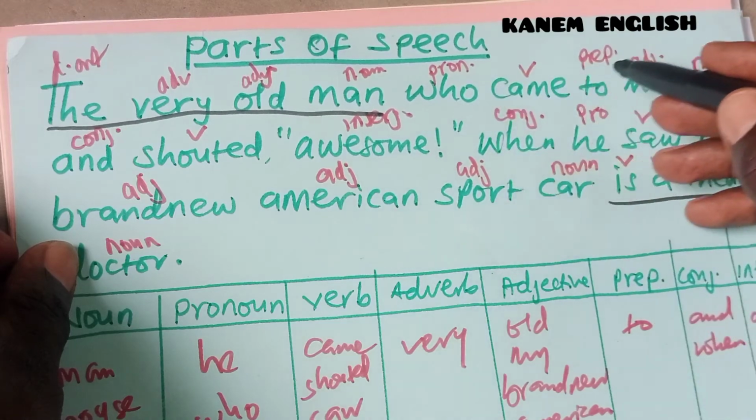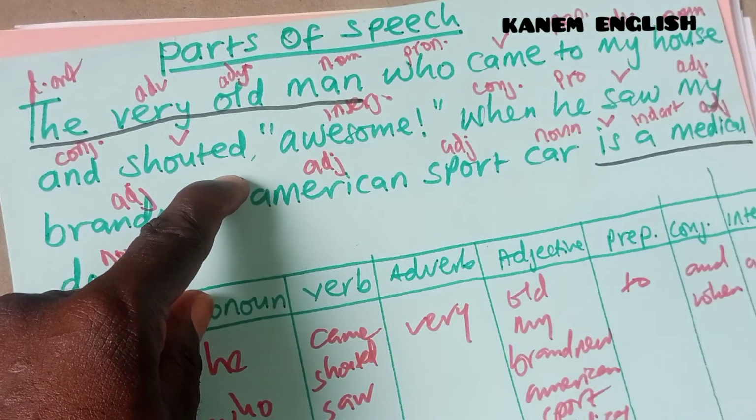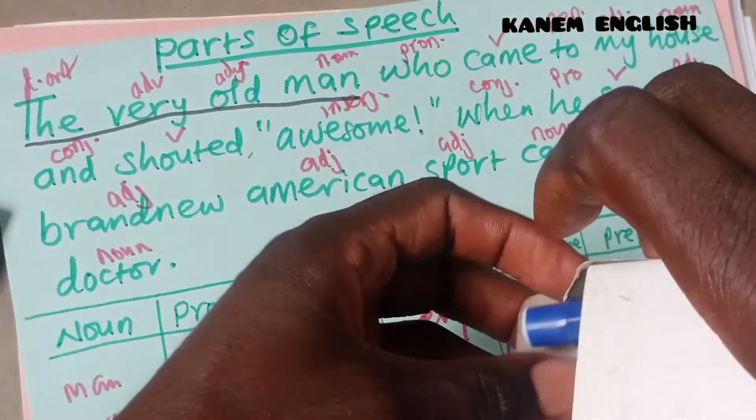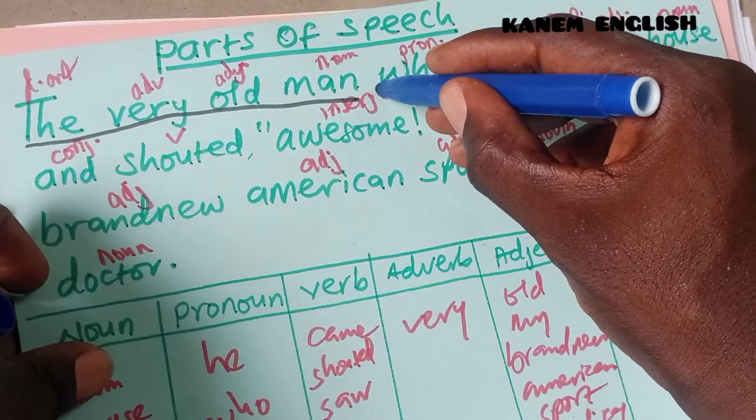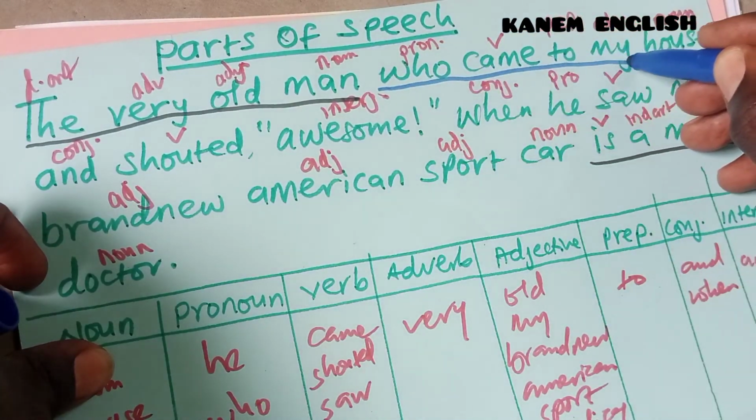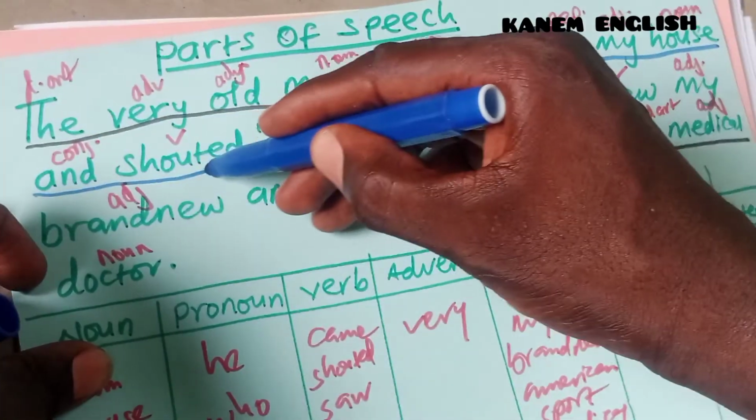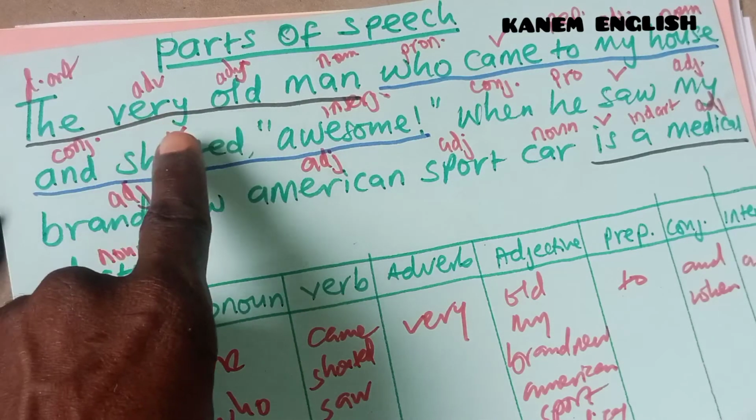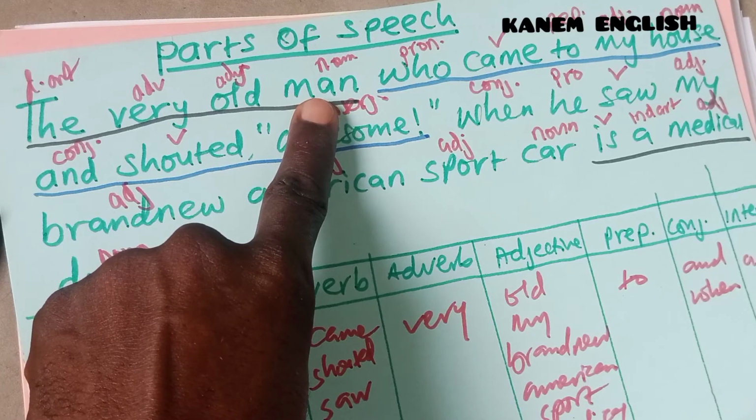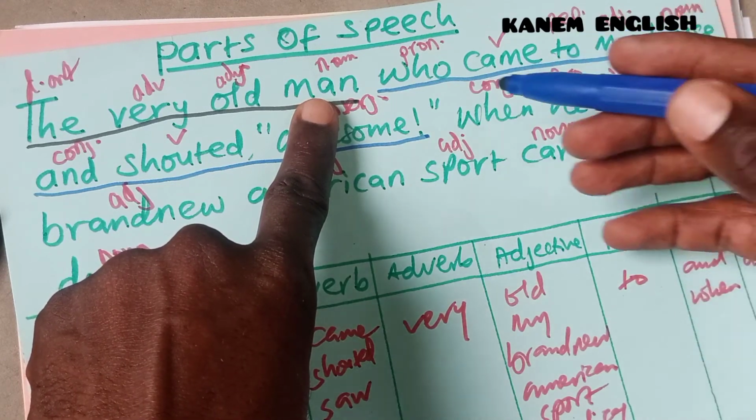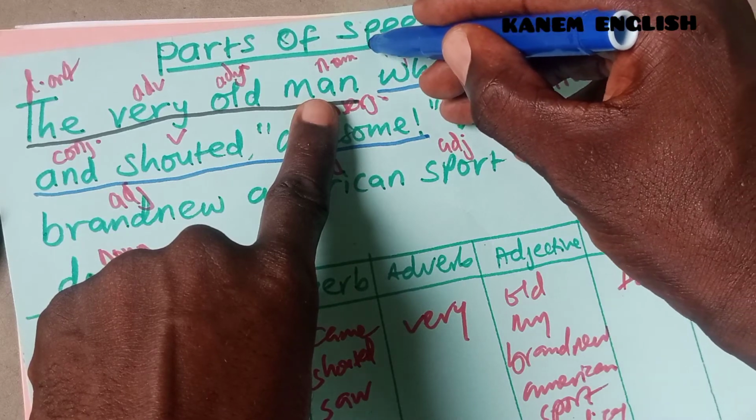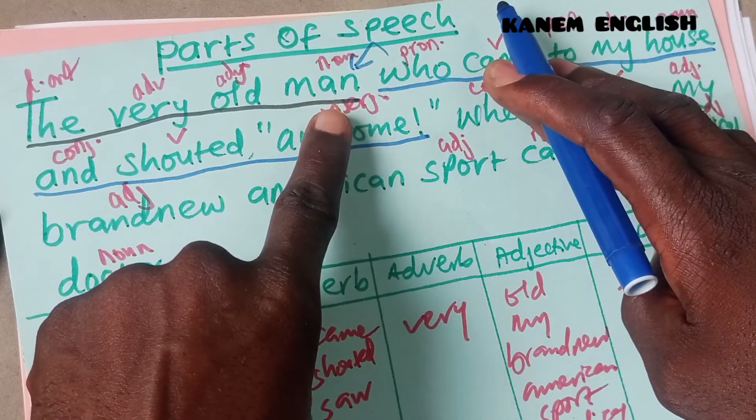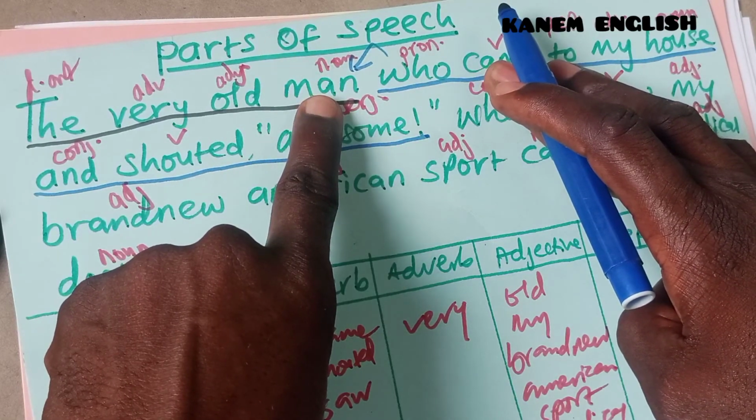Then we have who came to my house and shouted awesome. This is a dependent clause. It is a dependent clause because when someone asks which man, the answer is the man who came to my house. So this dependent clause is telling us more about this noun. This dependent clause is an adjectival clause because it is giving information about the word man.